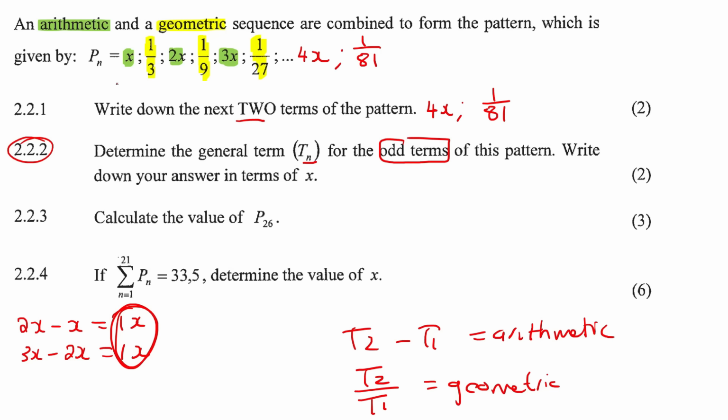So remember, this is term 1. This is term 2. This is term 3, this is term 4, that's term 5, on and on and on. So the odd ones, they're not talking about odd over here, they're talking about odd over here, the odd terms. So that would be term 1, term 3, term 5. So they're talking about the arithmetic pattern, actually.